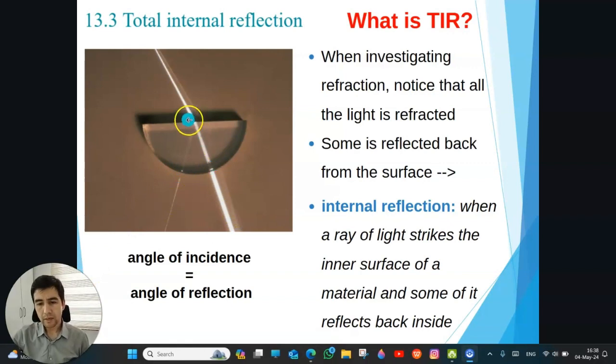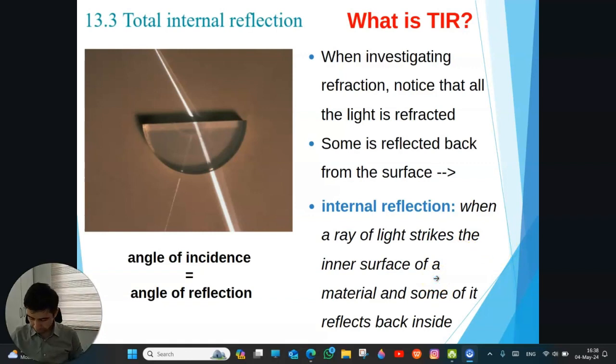As the light comes down here and emerges on the upper side from this straight part, a part of it is being reflected, so we call it internal reflection, right? When a ray of light strikes the inner surface of a material and some part of it is reflected back.